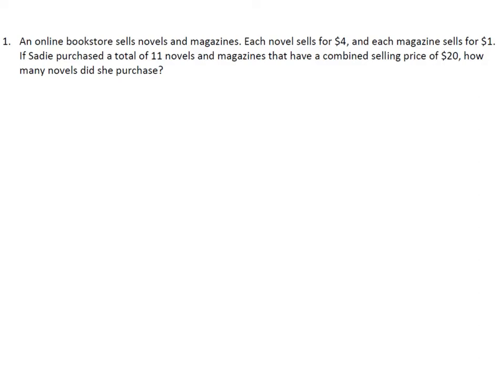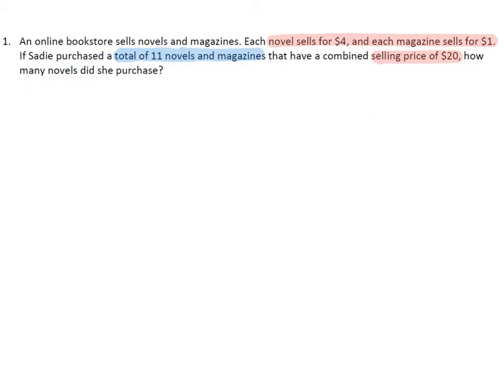In this video, you will learn how to solve the next problem-solving strategy, solving word problems with systems of equations. The question reads: an online bookstore sells novels and magazines. Each novel sells for $4 and each magazine sells for $1. If Sadie purchased a total of 11 novels and magazines that have a combined selling price of $20, how many novels did she purchase?